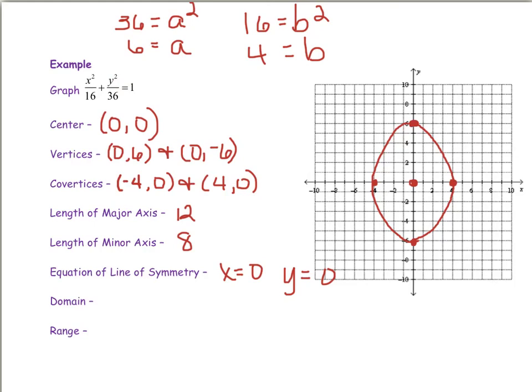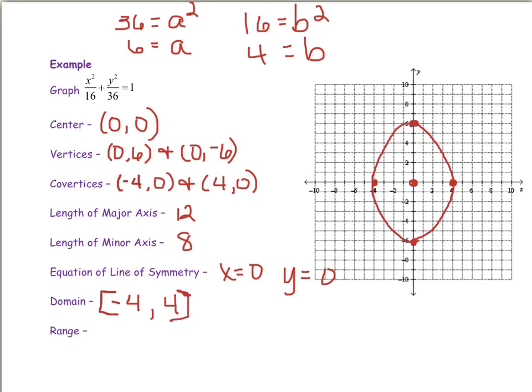Now let's look at the domain. The domain will be the x-coordinate of the left vertex to the x-coordinate of the right vertex. So it will look like this. It will go from -4 to +4.